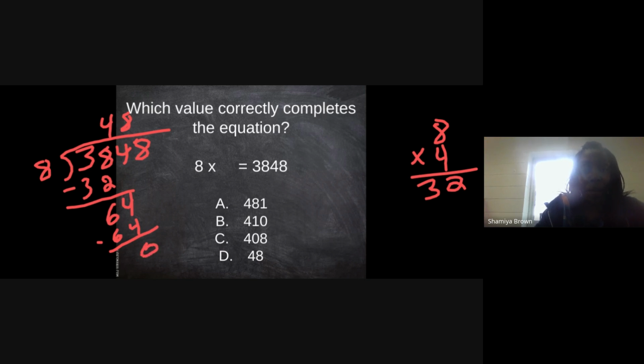Then I need to bring down my 8. Now I need to see how many groups of 8 I can get out of 8. Everybody should know that. 1. 1 goes above the 8. I multiply 8 times 1, I get 8. Subtract that, I get 0. So my answer would be 481. So that means 8 times 481 would be 3,848. Cool.